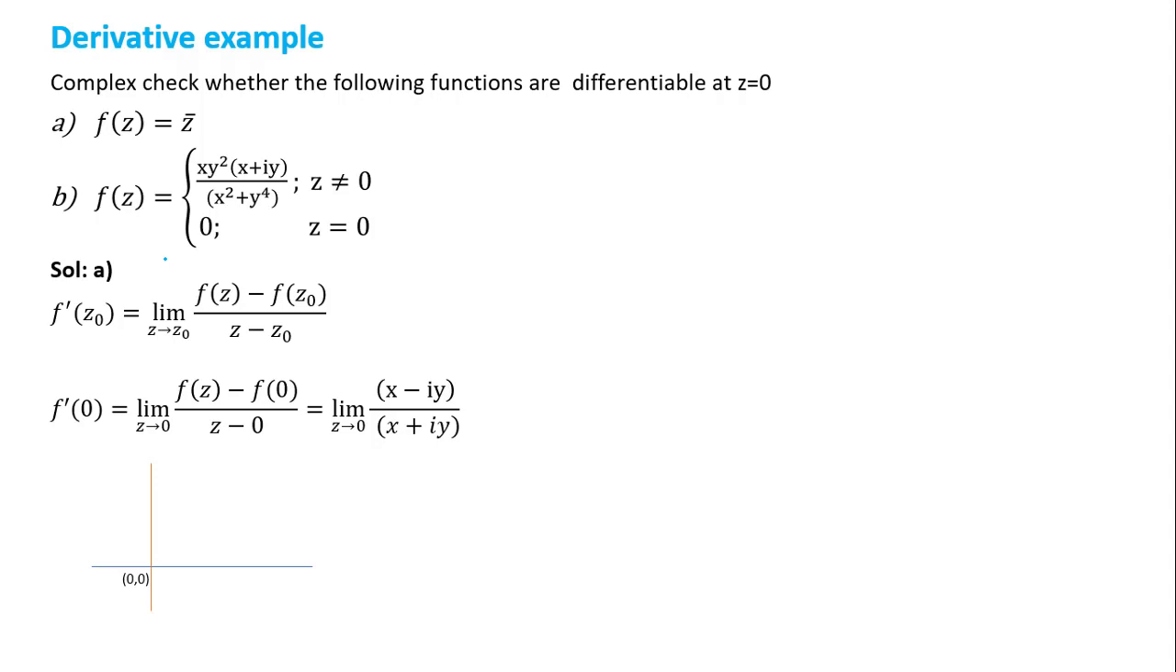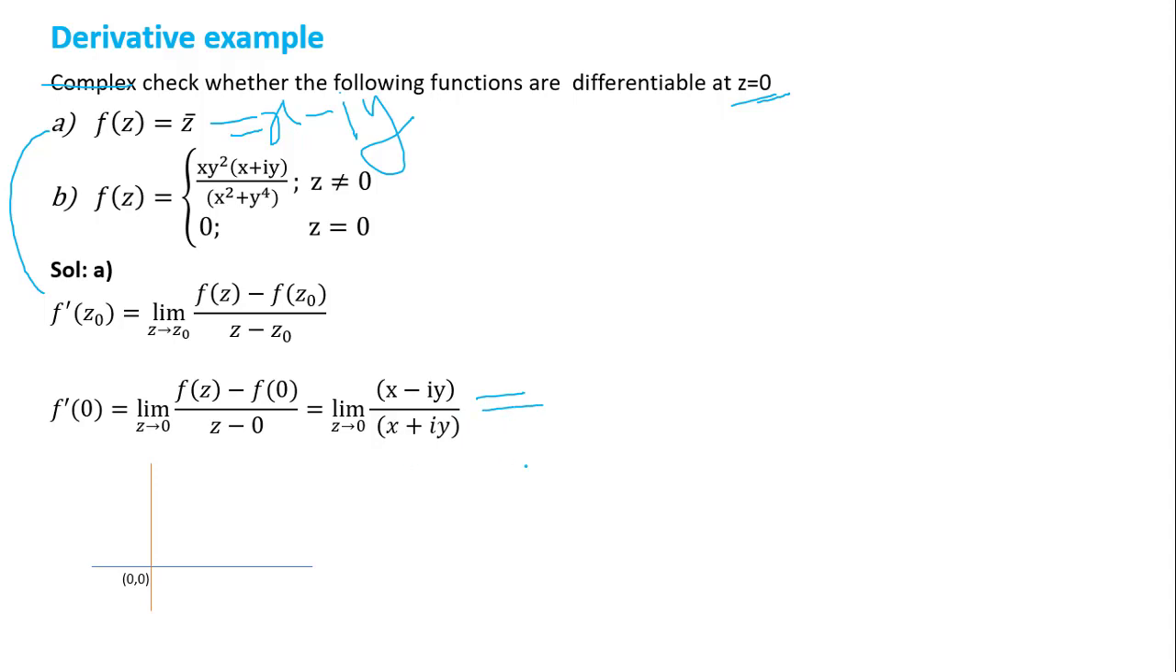Now we'll use that concept in this question. f(z) equals z bar; check whether the following functions are differentiable at z equal to 0 or not. The point given to us is z equal to 0. So f dash z naught equals the limit as z tends to z naught of f(z) minus f(z naught) divided by z minus z naught. Putting z naught equal to 0, it is f(z) minus f(0) divided by z. I am solving the first question, part a. Z bar means x minus iy, divided by x plus iy, which is z.